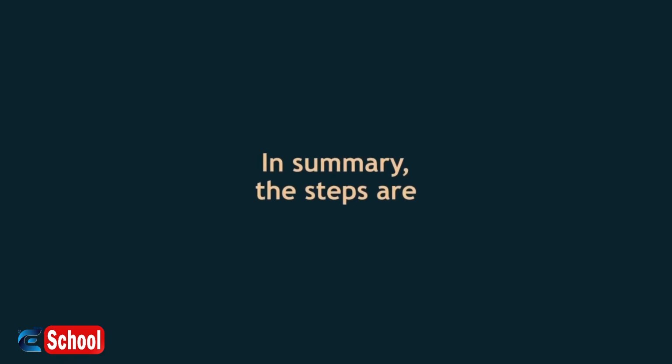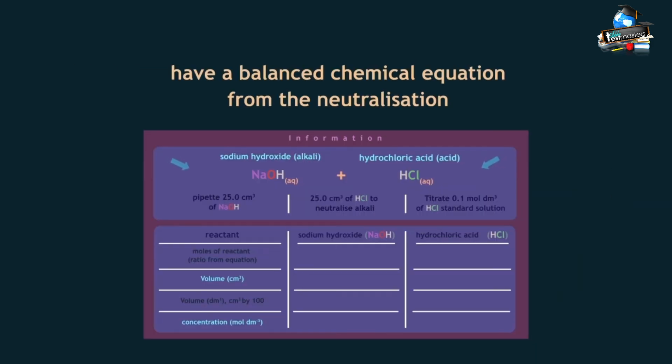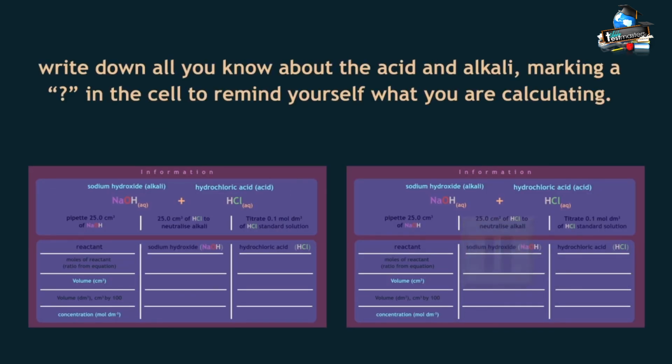In summary, the steps are: 1. Have a balanced chemical equation for the neutralization. 2. Set up the table as shown. 3. Use the question and write down all you know about the acid and alkali, marking a question mark in the cell to remind yourself what you are calculating.